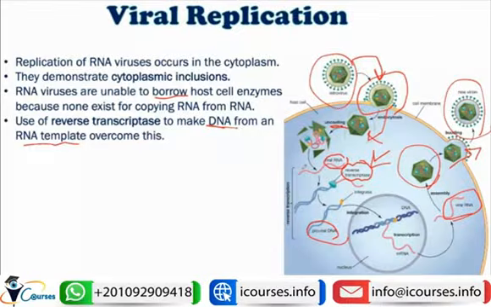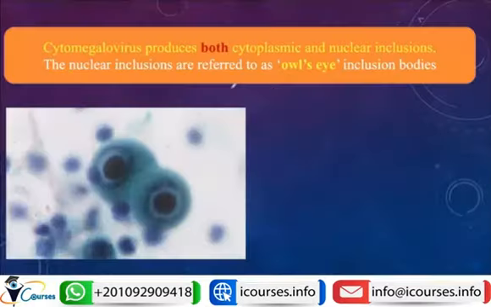RNA viruses will form what are called cytoplasmic inclusions. This is in contrast to the DNA viruses, which will form intranuclear inclusions. And there are some viruses, like the cytomegalovirus, that can produce both. It can produce both cytoplasmic inclusions and nuclear inclusions.